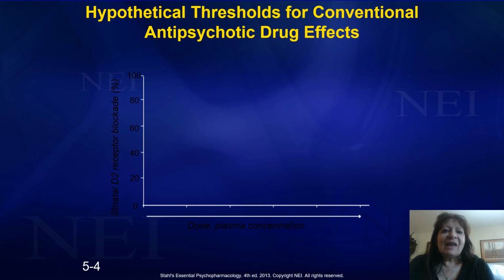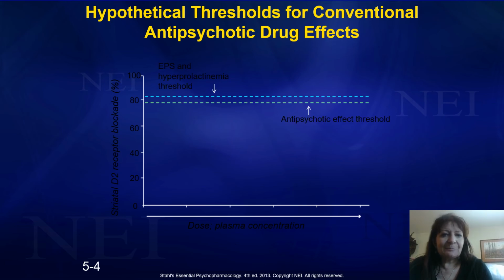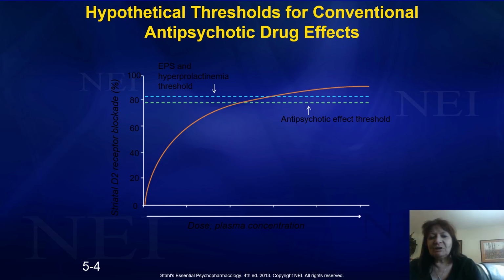So the hypothetical threshold for the conventional antipsychotic to be effective needs to be about 80%. If it's more than 80% in the area of the dorsal striatum, this is going to result in EPS. If it's more than 80% in the pituitary, that's going to result in hyperprolactinemia. So with the conventional antipsychotic, the same number of D2 receptors are blocked all over the brain.